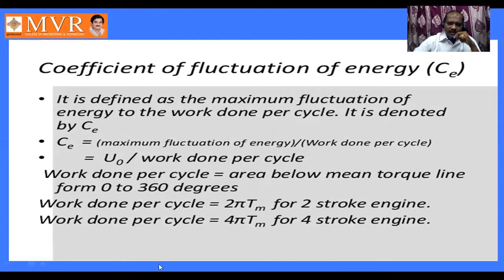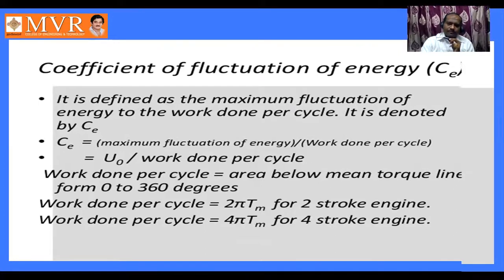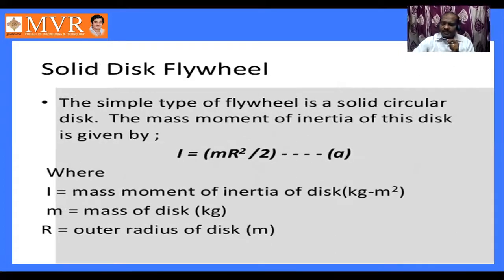Remember this one, work done per cycle for a 2-stroke engine is 360 degrees. Crank angle is 360. With respect to torque, we have to plot it. If we take a 4-stroke engine, 720 on the x-axis and torque on the y-axis we have to plot. Let us have this one.